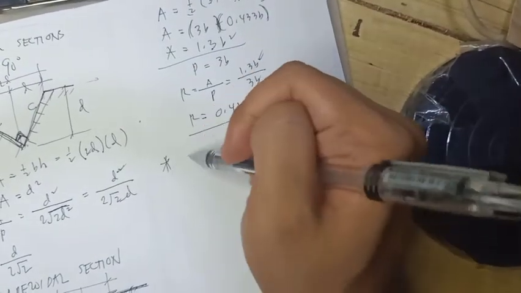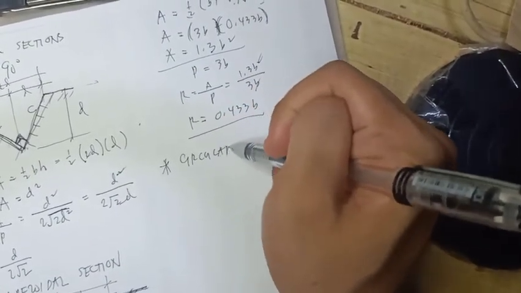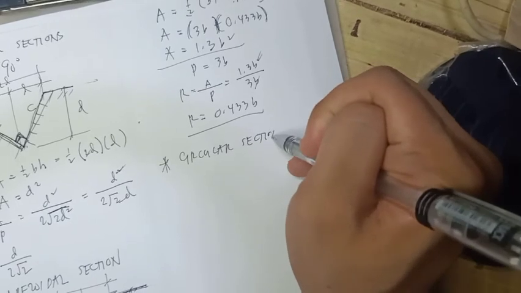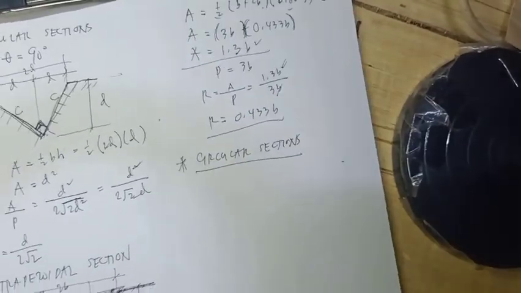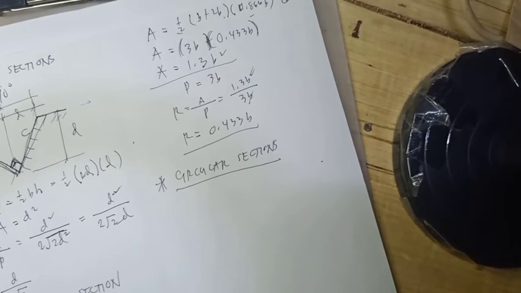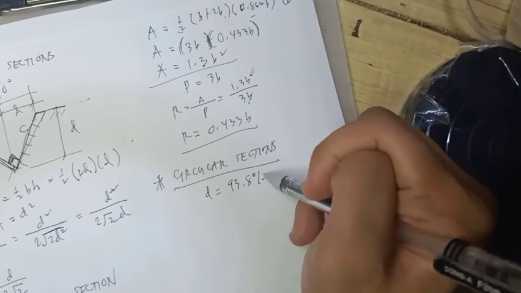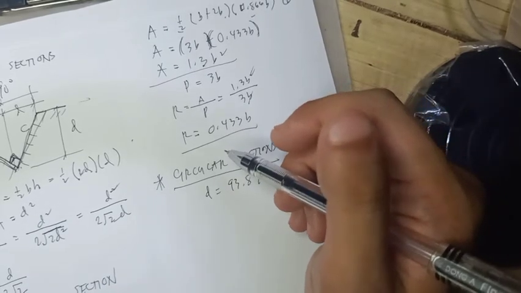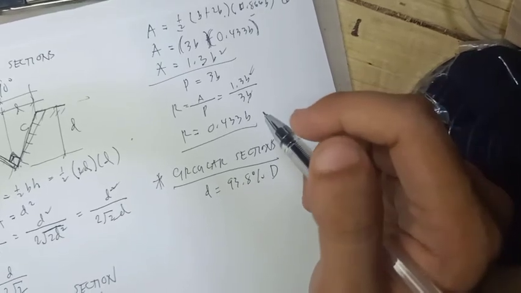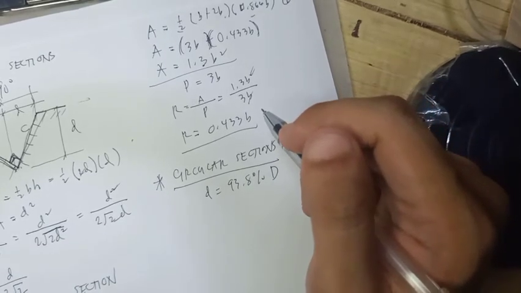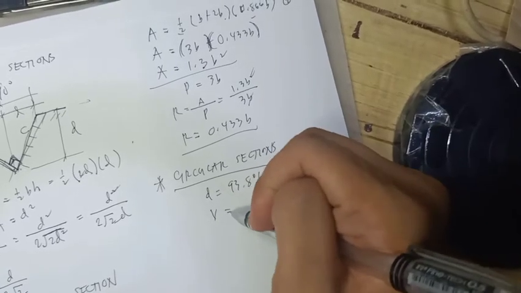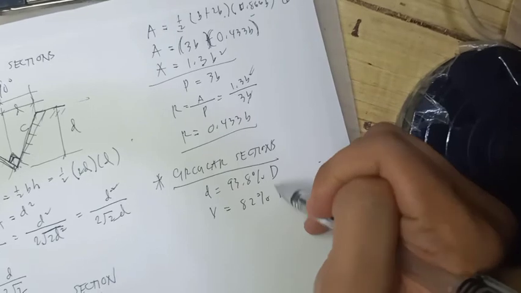So sa circular naman tayo section. A circular channel will have its maximum discharge when the depth of flow D is 93.8% of the diameter. So D niya dapat 93.8% daw of the diameter. And the velocity is the maximum when the depth is, so yung V is 82% daw ng diameter.